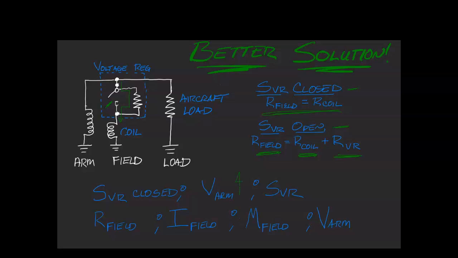SVR closed, we've seen already that our armature voltage will increase. We then open the switch, the resistance of the field will increase, and when the resistance of the field increases, the current of the field will decrease, and when the current of the field decreases, the magnetism decreases, of course, and then the voltage in the armature decreases.